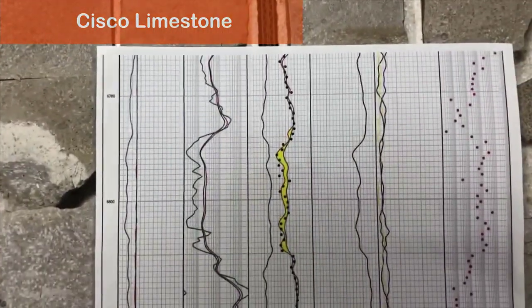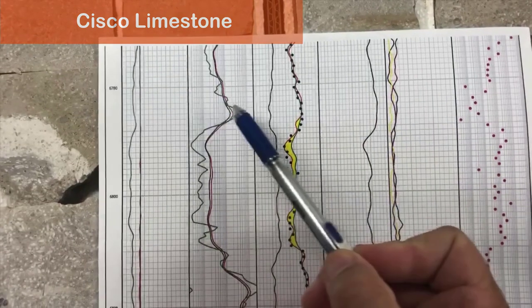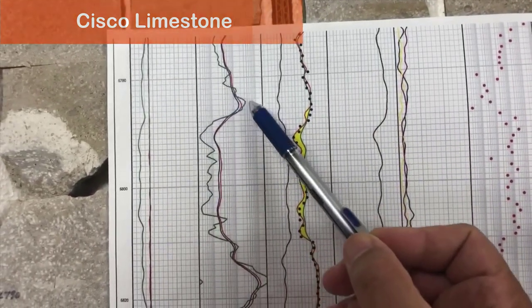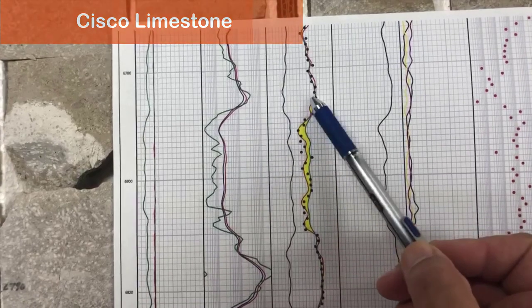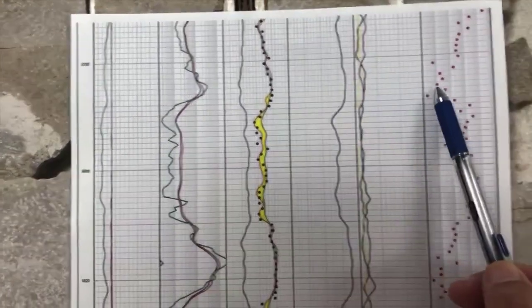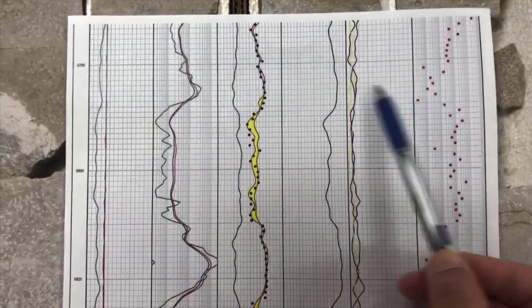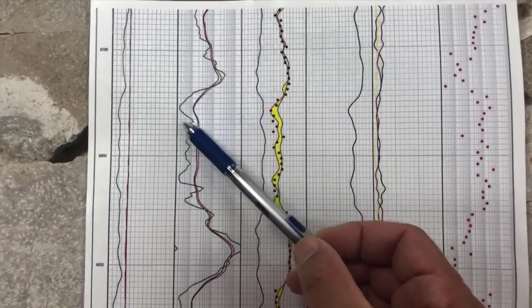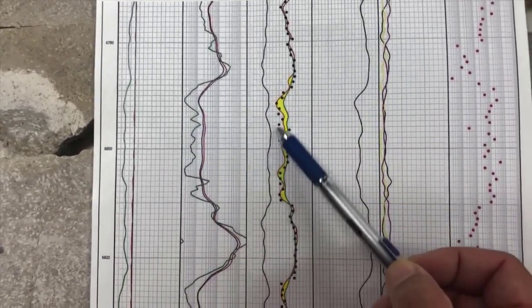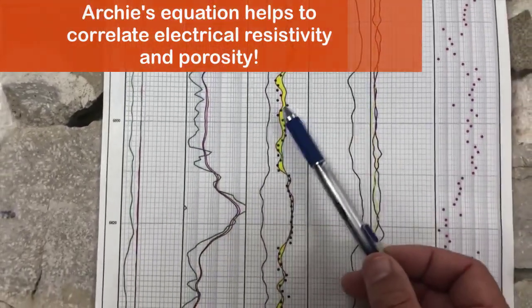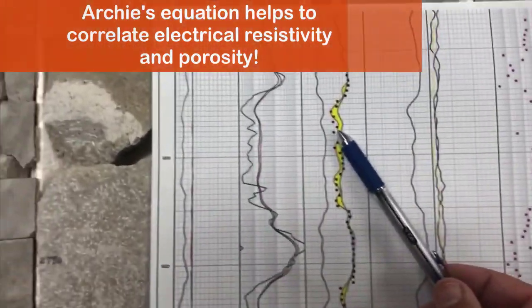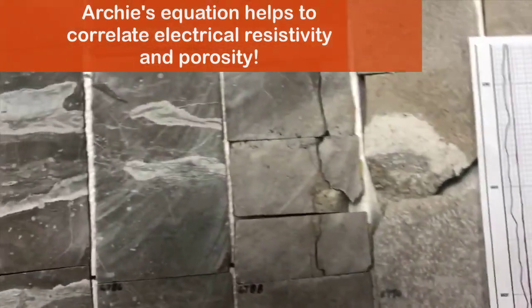Looking at the logs again at 6780, we see that there are two cycles here that have very high values of resistivity because of low values of porosity and very low values of permeability. And then the resistivity decreases because porosity increases and also permeability increases. So why is that happening? It turns out that this is the section of the rock.